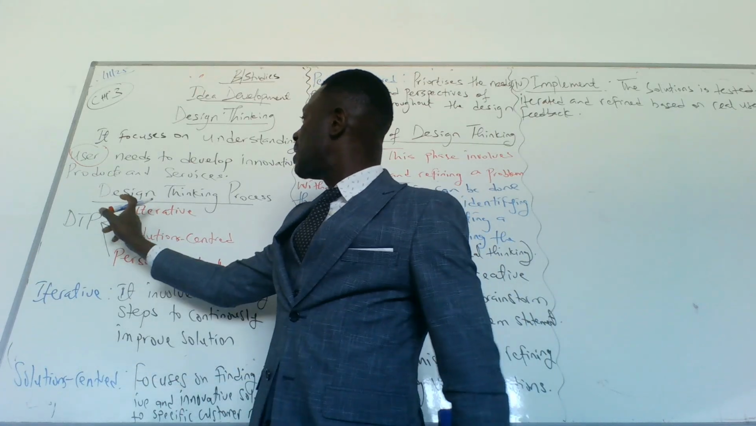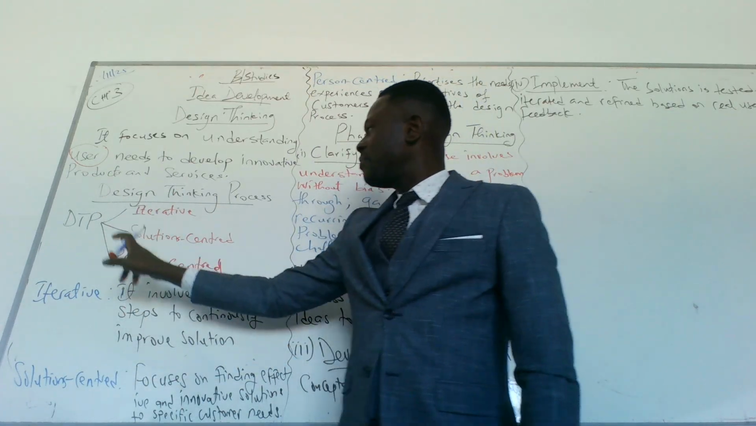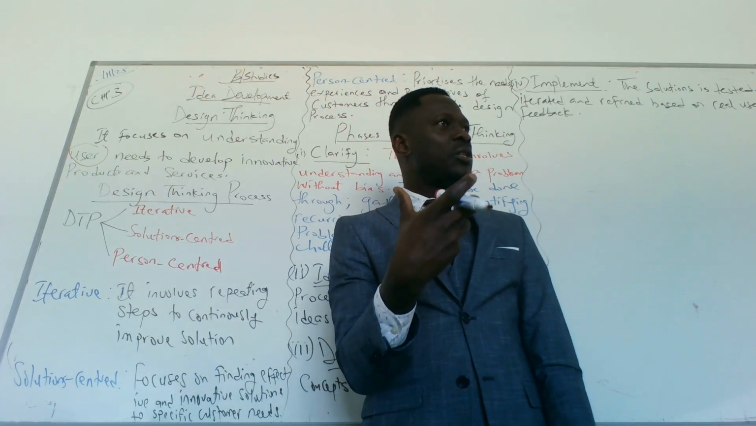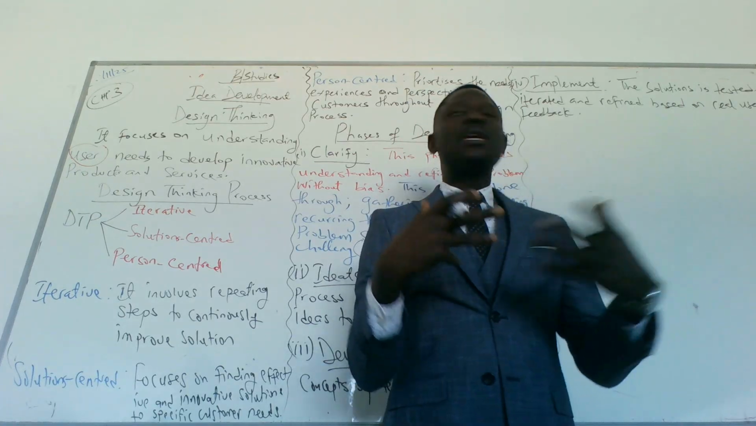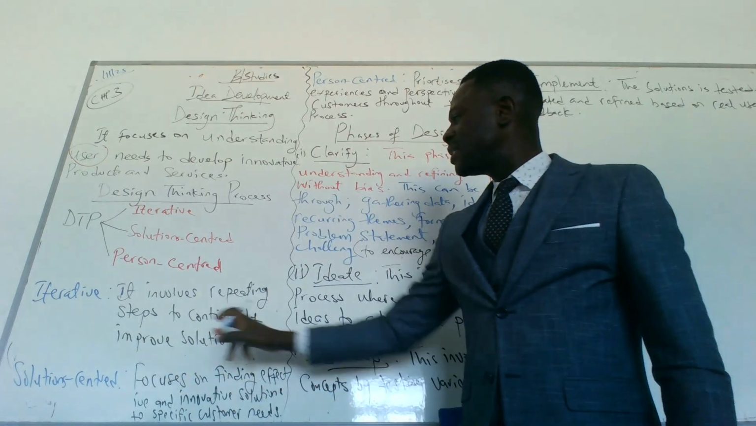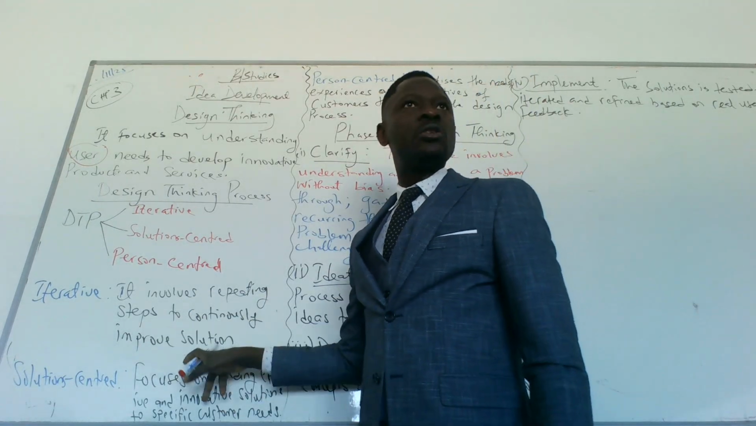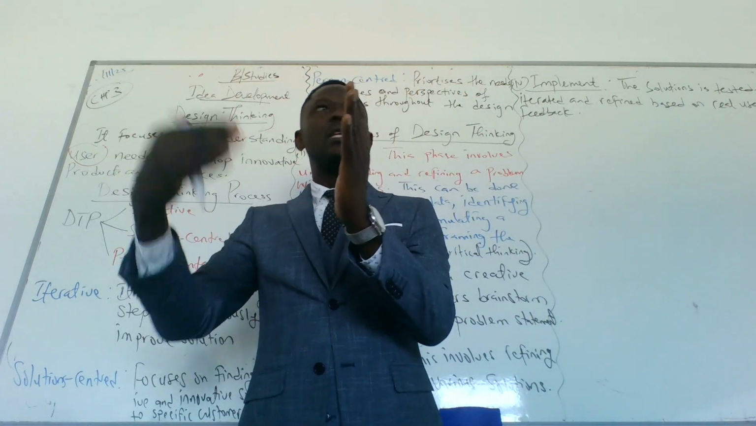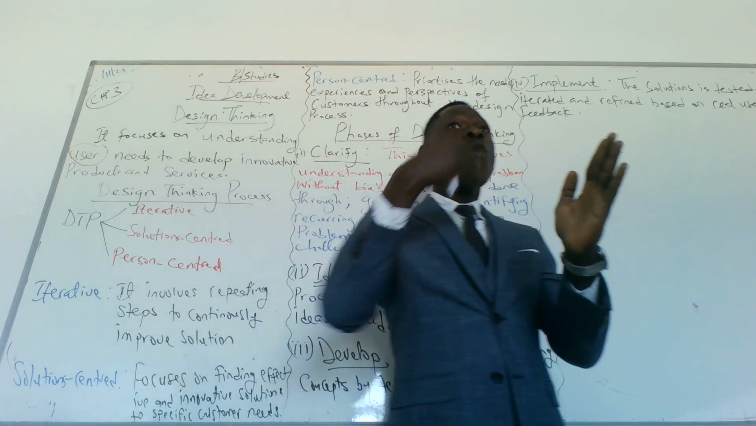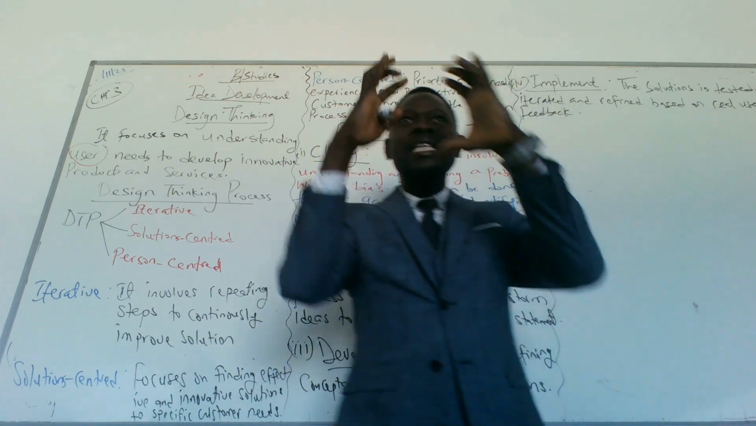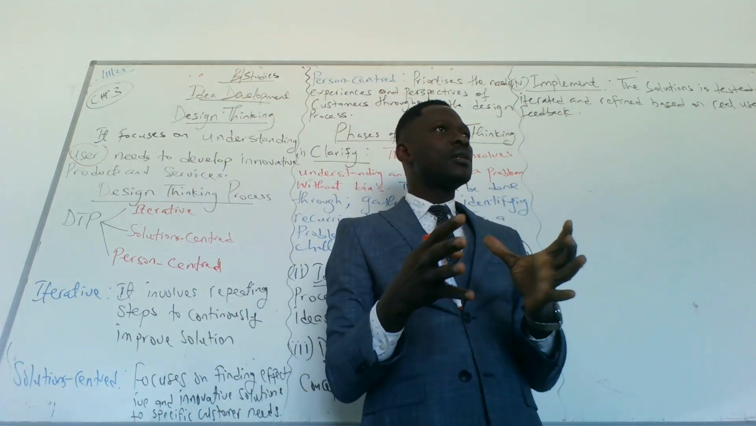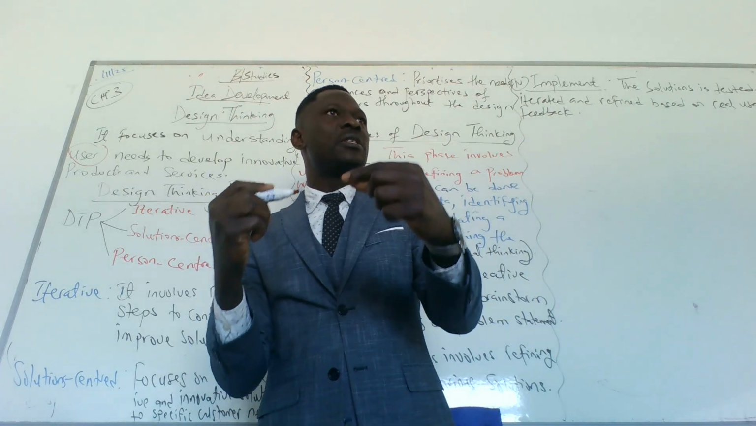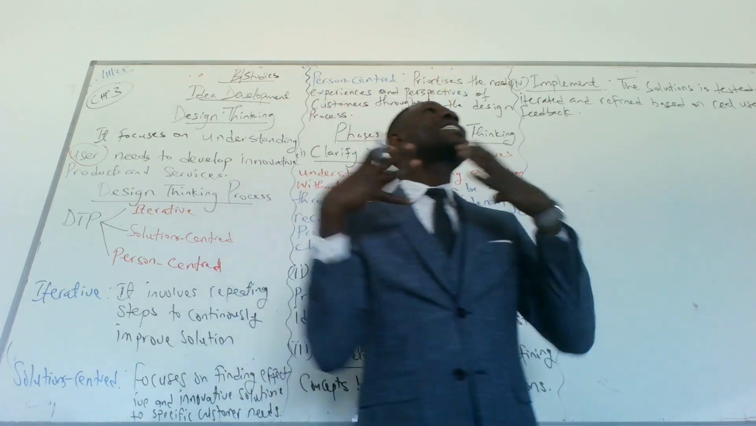Great. So what are the design thinking processes? We have iterative, solution-centered, and person-centered. So these are the three things you put into consideration when you are using design thinking. For iterative, it involves repeating steps by continuously improving the solution. So you think about what to produce. In the course of thinking about what to produce, you continuously work on it until you get a perfect result. It is not yet what we want to get. You continuously work on it to improve it until you are satisfied.